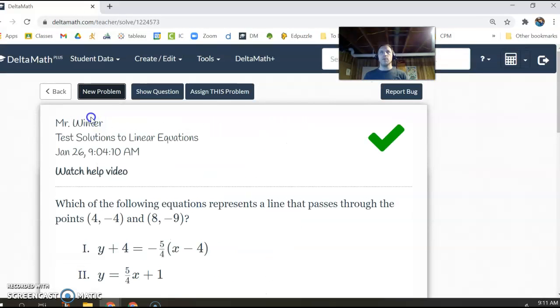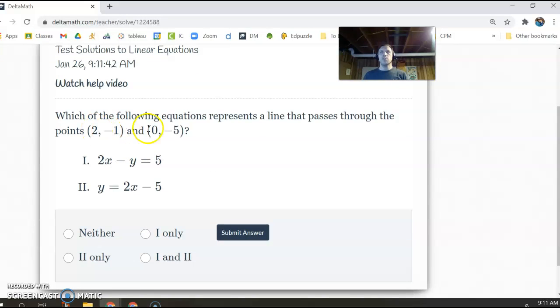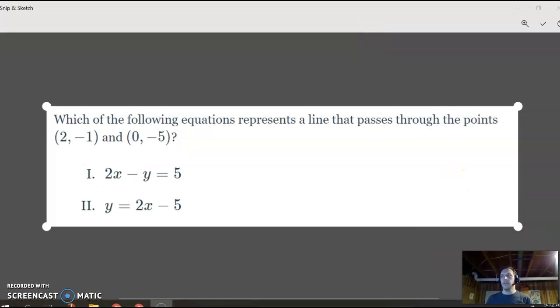We can try one more here quickly. New problem, and you can see which of the following equations represents a line that passes through the points 2, negative 1 and 0, negative 5. All right, so here we are with this second problem. I want you to just take a look, write this down, okay? The two equations, 2x minus y equals 5 and y equals 2x minus 5, and then test these points. Okay, pause it, and then come back and see the answer.